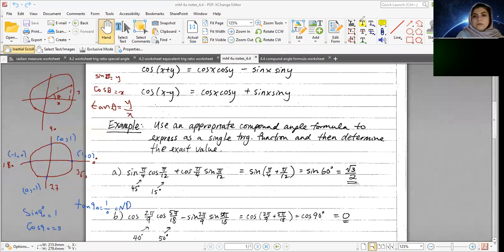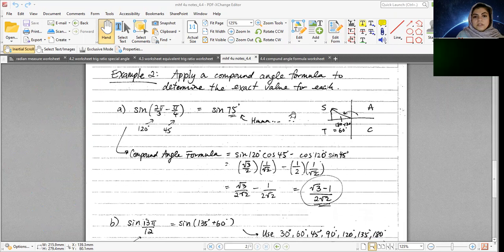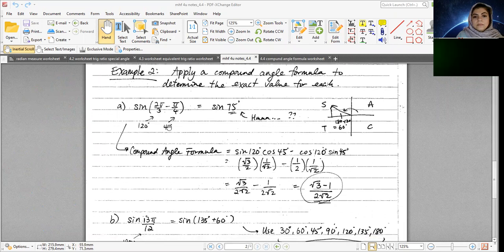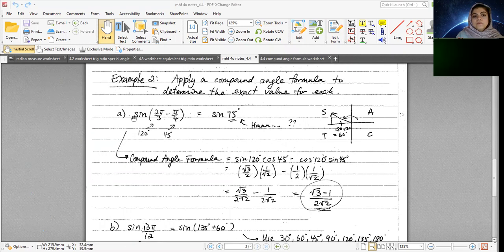So now I'm going to go to the next question. Here is another one. Here I want to do sine of 2π over 3 minus π over 4. So 2π over 3 is 120 degrees. π over 4 is 45, right? 120 minus 45 is 75. So sine of 75. What can I do about that?